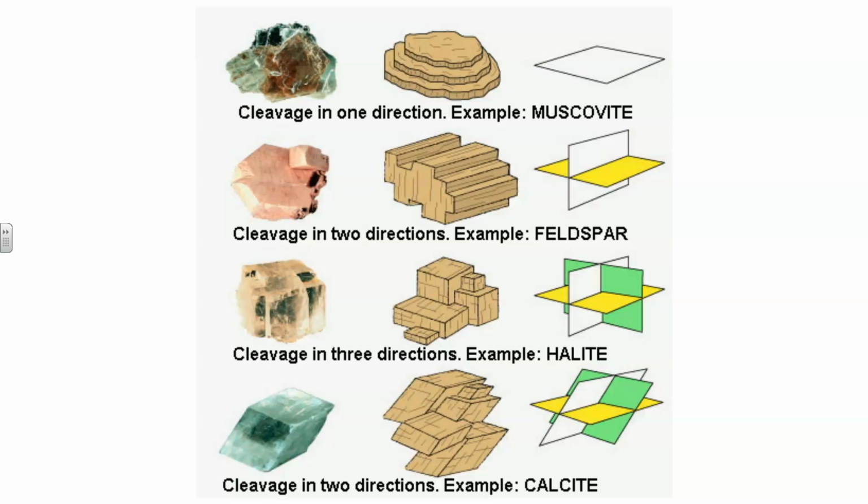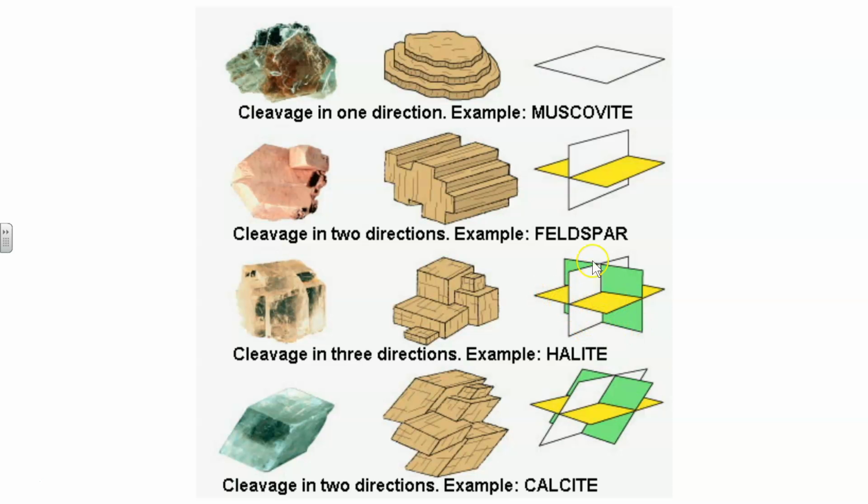Here are some examples of cleavage. Okay, so you have cleavage in one direction where it's just a bunch of plates stacked on top of each other, basically, like this guy here, muscovite. Cleavage in 2 directions is a little more puzzly looking, but it can break this way or this way. Like feldspar, that's a lot of earth around you. Halite is salt.